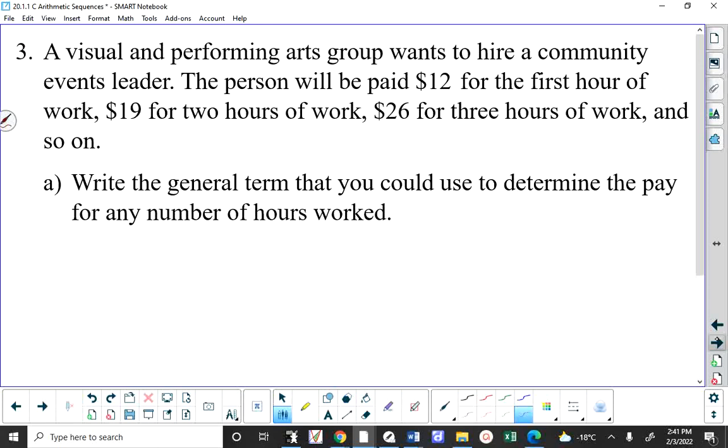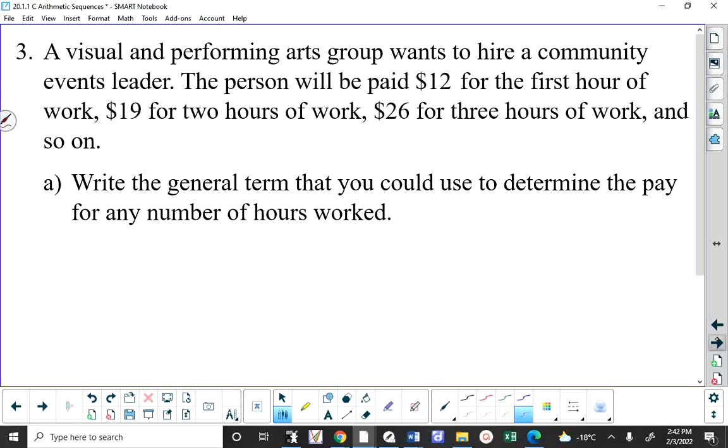Number 3, the last two problems are just word problems. The difficulty students have with word problems is you have to take words and turn them into math. And that means you've got to sift through all the crap because a lot of the words are meaningless. They don't really mean much in terms of the math. And you have to change the question into a mathematical description. So a visual and performing arts group wants to hire a community leader. Who cares? I mean, it's part of the question, but I don't care what the purpose of the group is. There's somebody who's going to be hired. That's what I get out of that first sentence.